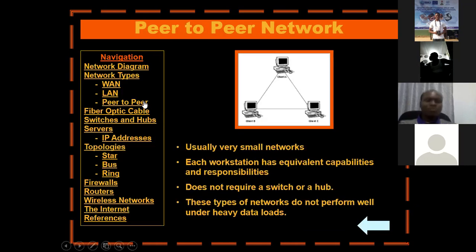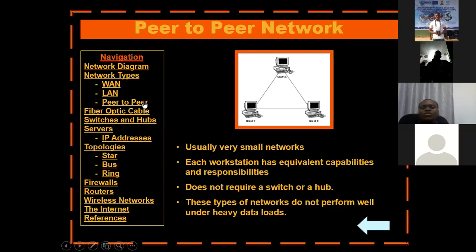Now let's see the peer-to-peer. Peer-to-peer is usually a very small network. Each workstation has equivalent capacities and responsibilities. It does not require a switch or a hub. The peer-to-peer network does not require the aid of a switch or a hub.